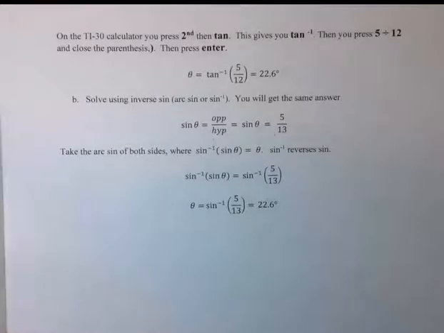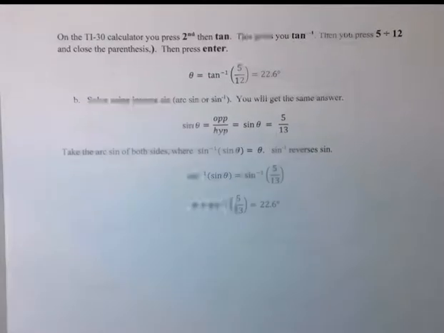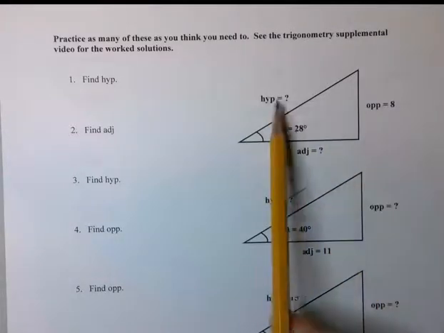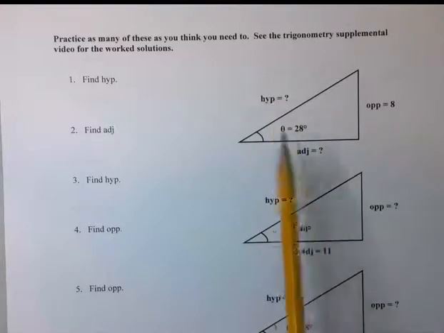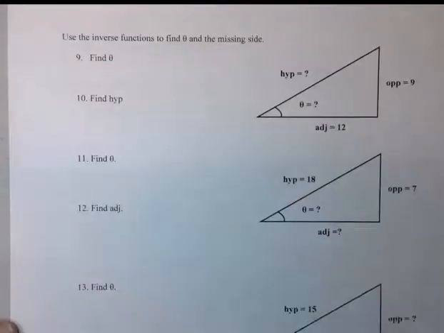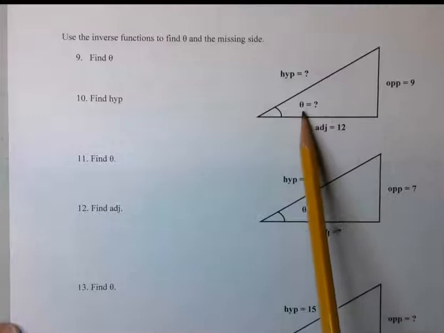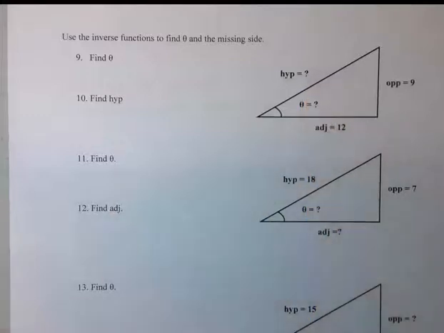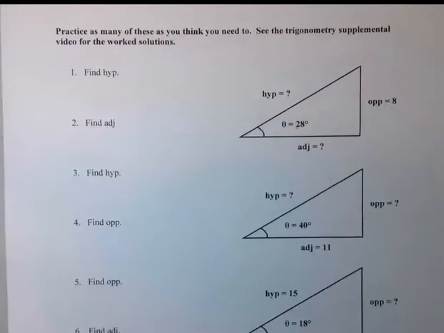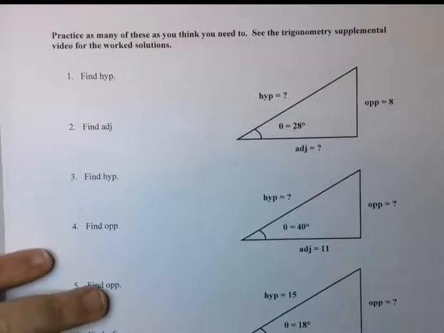I'm going to give you 7 examples. None of this is required, but you should do as many of these as you feel you need to get this concept down. The first 4 are going to be where I give you an angle and I give you one side, and then I ask you to find the other 2 unknown sides. The last 3 are where I give you 2 sides and you figure out the angle theta and the unknown side. All right, so let's go ahead and knock these out. Do as many as you feel like you need to do. That'll be our lesson on trigonometry.